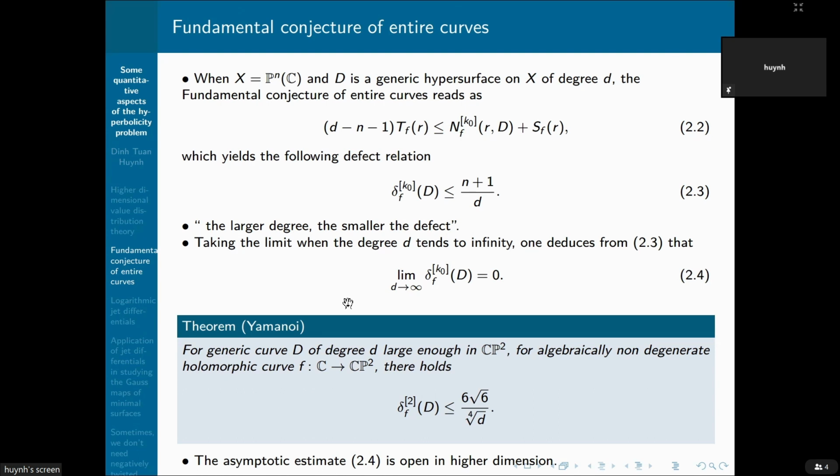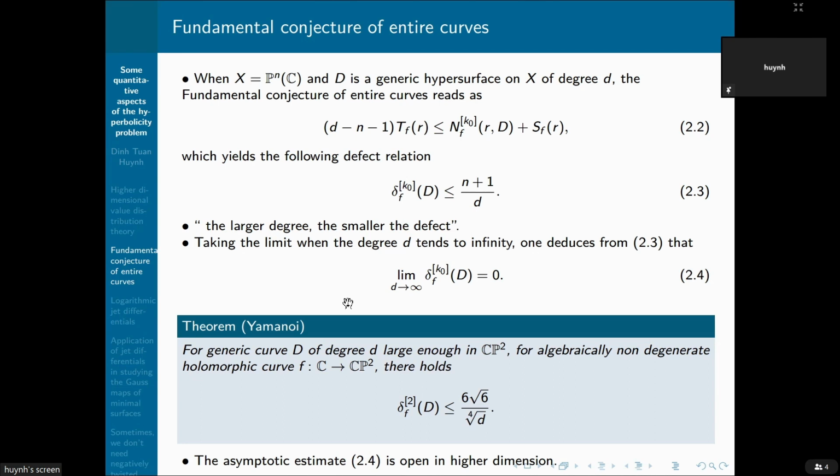And if you test the limits of 2.3, when the degree d tends to infinity, you get just the defect of f with respect to this D, and when the degree tends to infinity, you get 0. So it means that the larger the degree, the smaller the defect, and the curve meets the divisor more often. So even the asymptotics of this estimate 2.4 is very open.